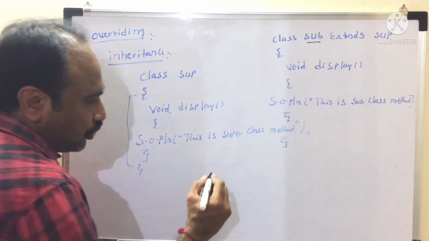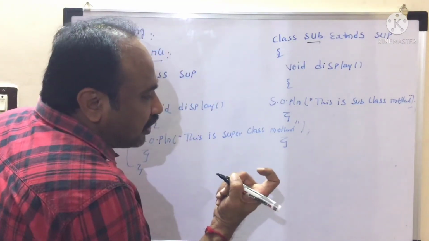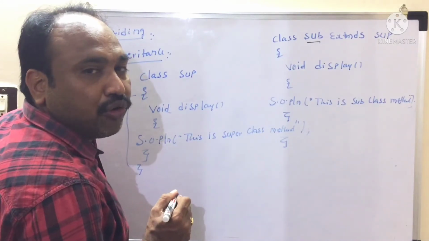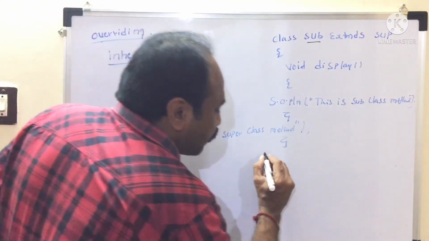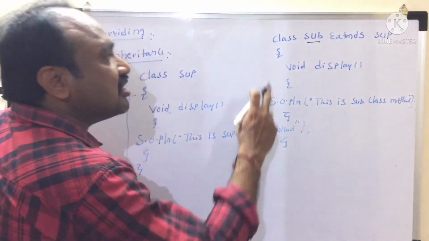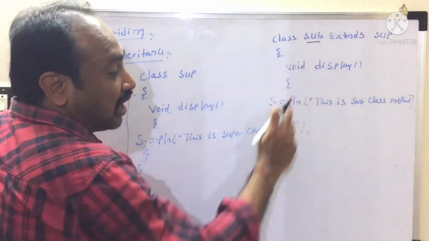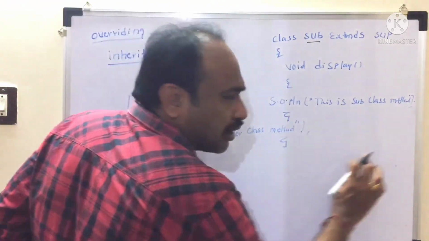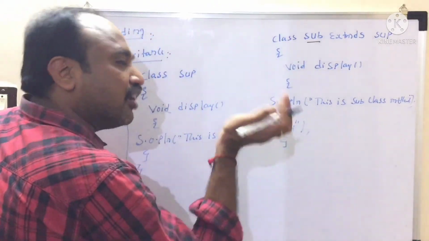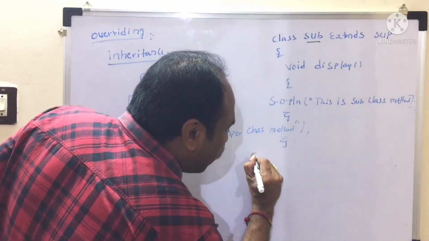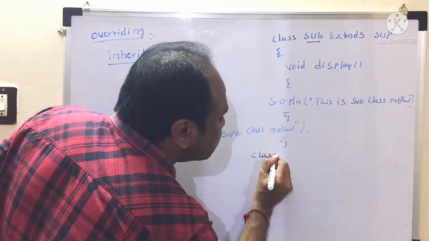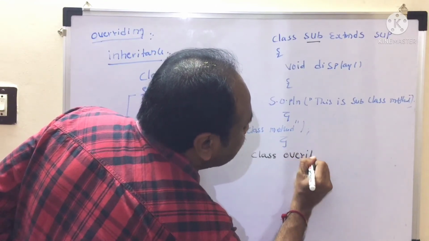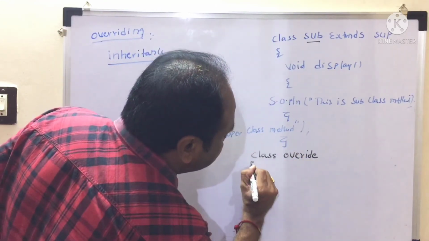Now, where do we have to create the object? By writing a main program. But Java is a purely object oriented language. That's why we have to write a separate class. Sir, we already wrote this class, but we already closed it. If you don't close it, you can write main here. But I closed it, so I will write a separate class. The class name is Override, because this program demonstrates overriding.